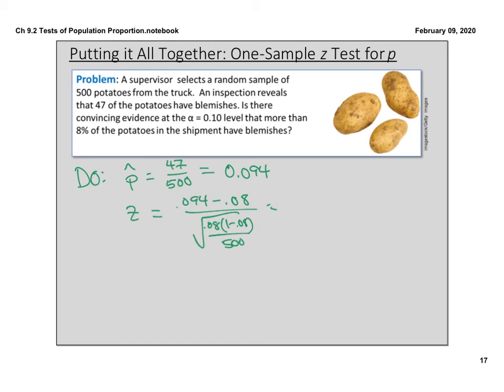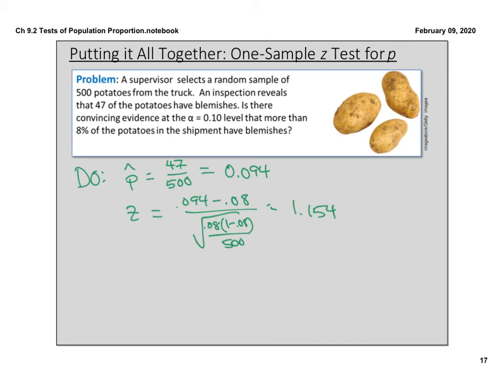So plug all that into your calculator. 0.08 times 1 minus 0.08, and then divide that by 500 and take the square root. There's my denominator. 0.094 minus 0.08, I'm going to do that divided by that denominator that I found above. I get a test statistic here of 1.154.